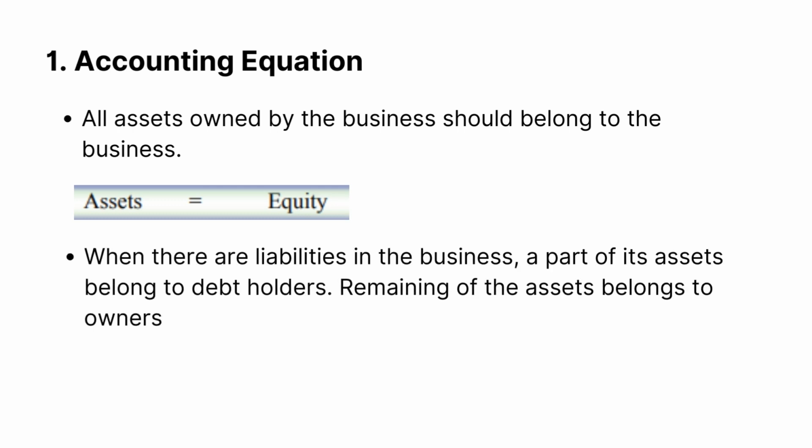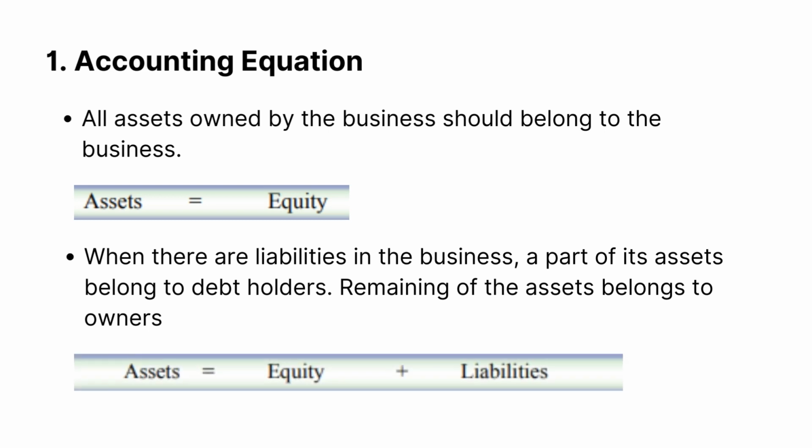When a business expands, the resources invested by owners would not be adequate. Therefore, the business will have to obtain resources from external parties. When the business borrows money, liabilities arise. When there are liabilities in the business, a part of its assets belong to debt holders. The remainder of the assets belongs to owners. In such a situation, the accounting equation can be built as follows. Assets equal equity plus liabilities.